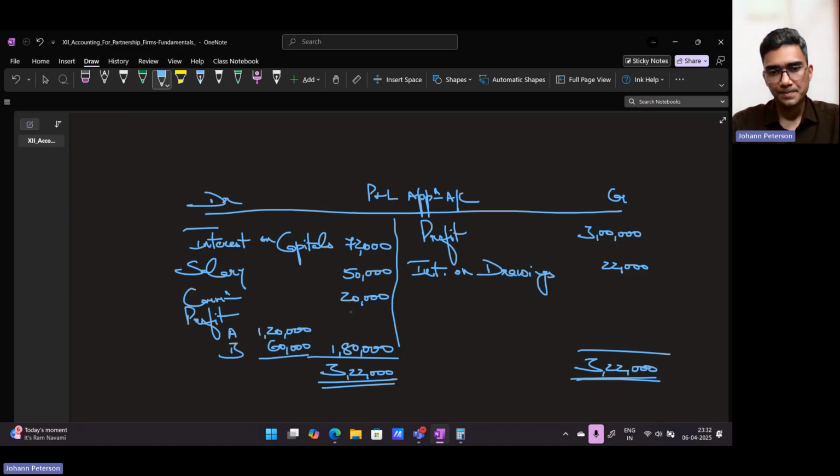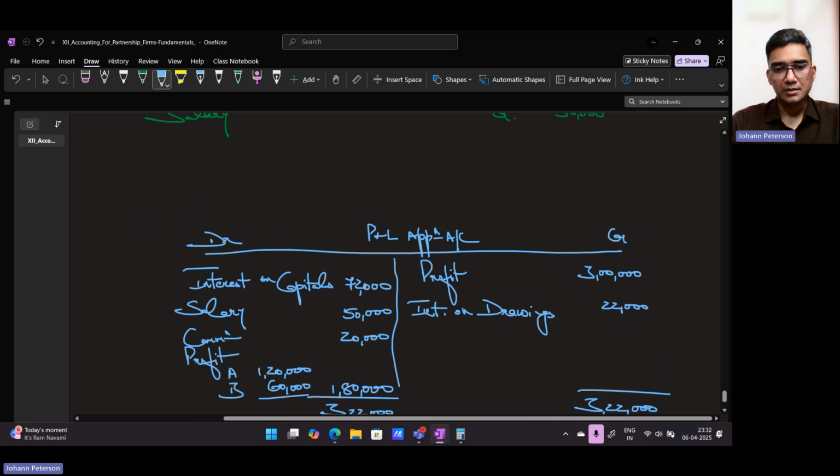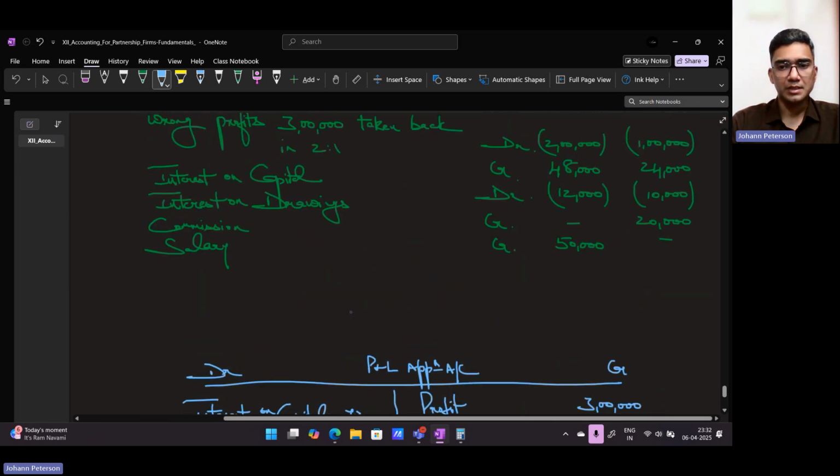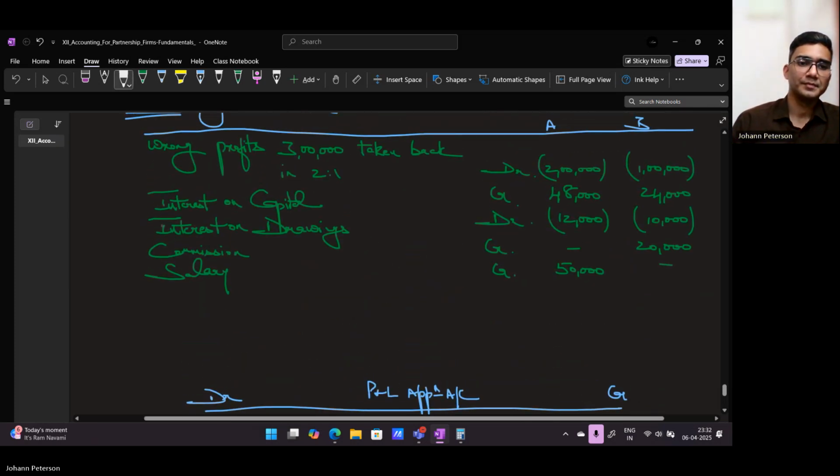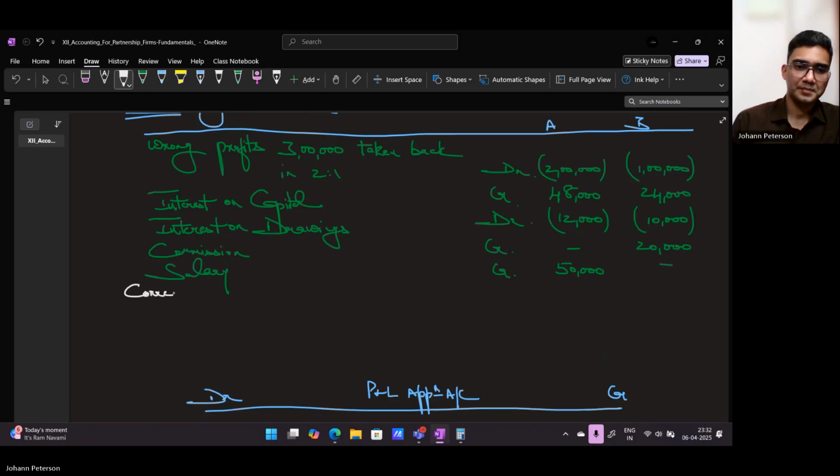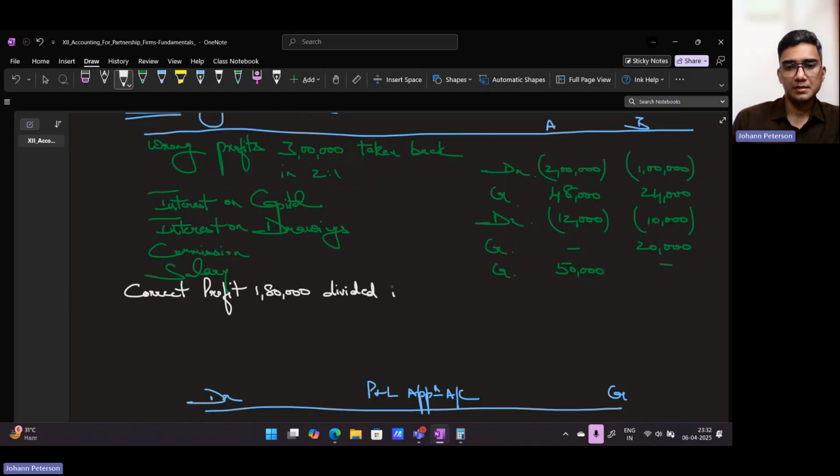So let's write this down. This is what we have to write here. Correct profit, divisible profit is 180, divided in 2 is to 1. That means credited, and we saw it was 120 and 60.